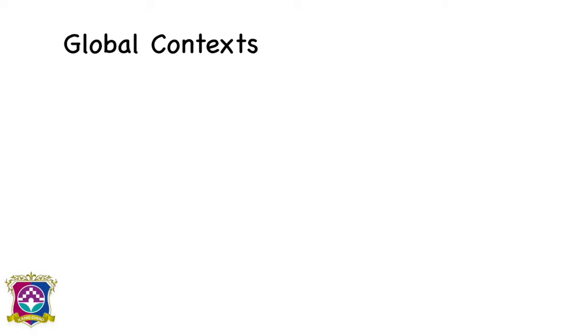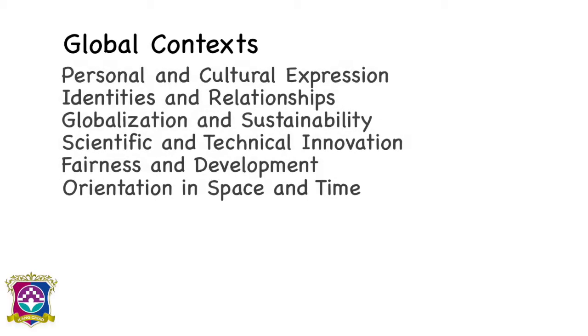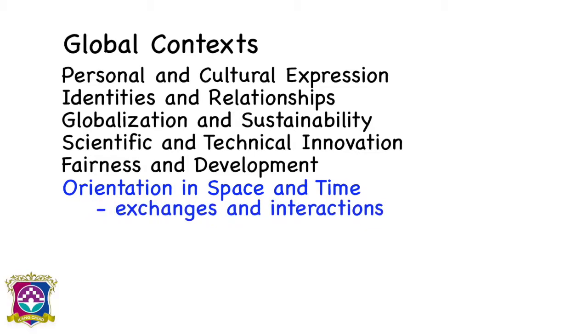We begin with the global context. In the International Baccalaureate, there are 6 global contexts. We'll be working with orientation in space and time. For each of the 6 global contexts, the IB provides possible explorations. We'll be focusing on exchange and interaction.